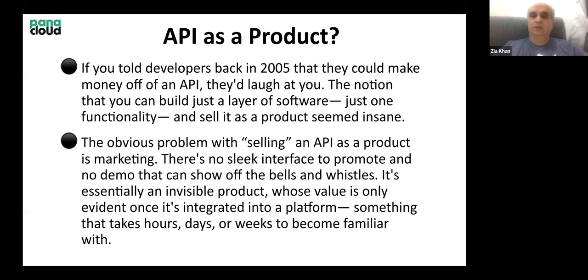I'll give you an example. Stripe. Stripe is the biggest API private limited company, a private company with a 100 billion valuation.